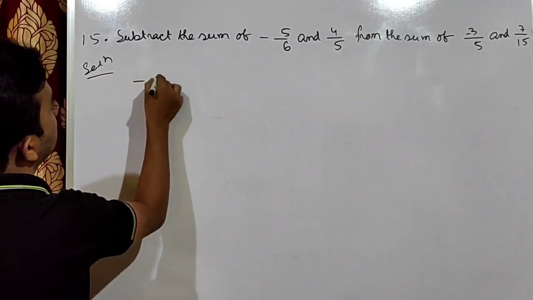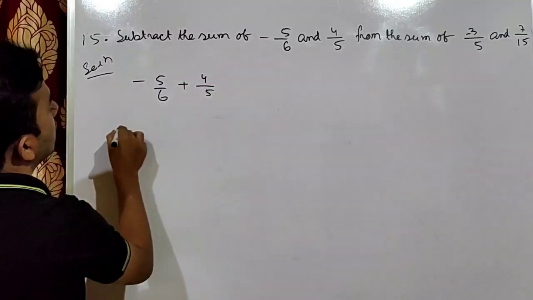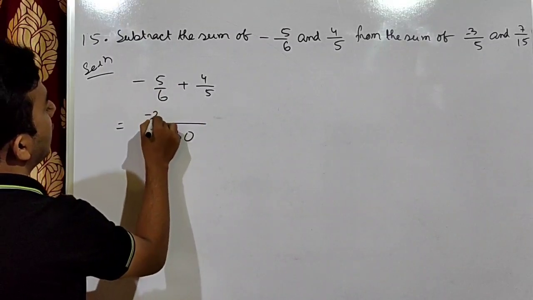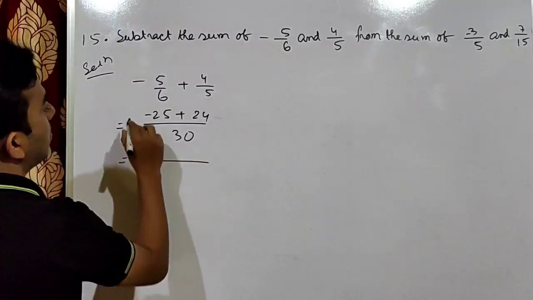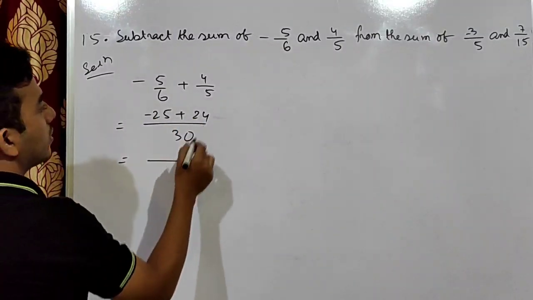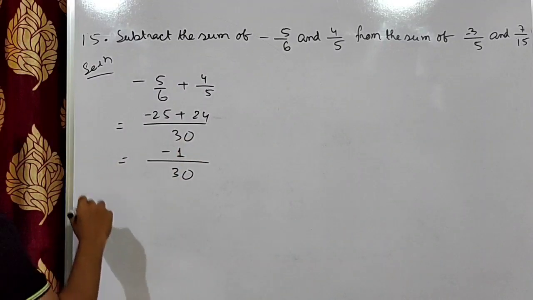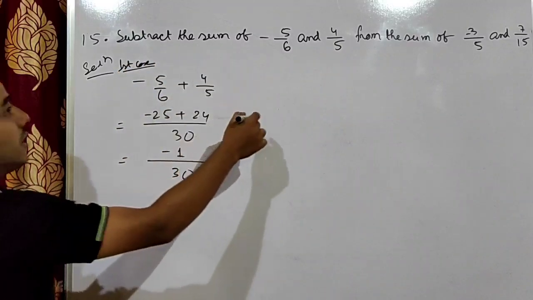Now minus 5 by 6 plus 4 by 5. So let's take LCM. It will be 30. 5 into 5 is minus 25, plus 6 into 4 is 24. So now minus 25 plus 24 is how much? Minus 1 by 30. Clear? This is our first case. Now second case.